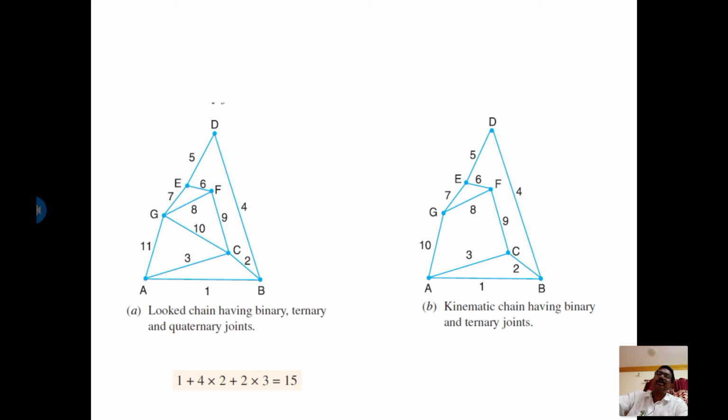Next, coming to the second figure, there is 1 binary joint at D and 6 ternary joints. Therefore 6 into 2 plus 1, a total of 13 binary joints are equivalent in this second figure.